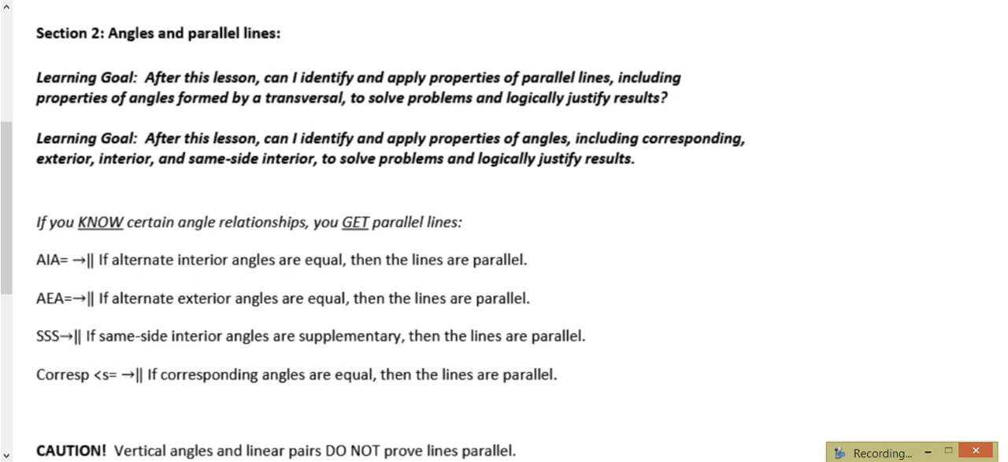So, unlike last section where we were given information about having parallel lines so that we could conclude some relationships between angles, now we get to go the other direction. Now it's important to understand that we are looking at the parts. If something is true about the angles, then we can conclude that the lines are parallel. In other words, the converse, or the other direction.